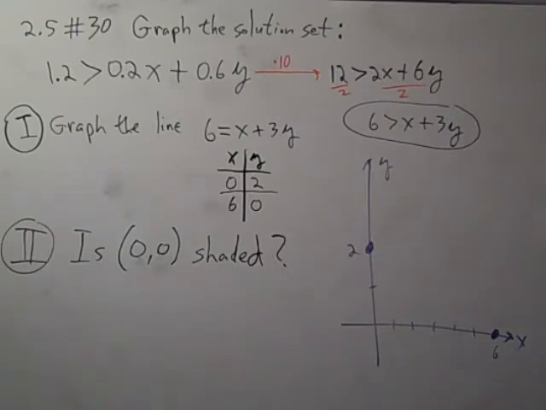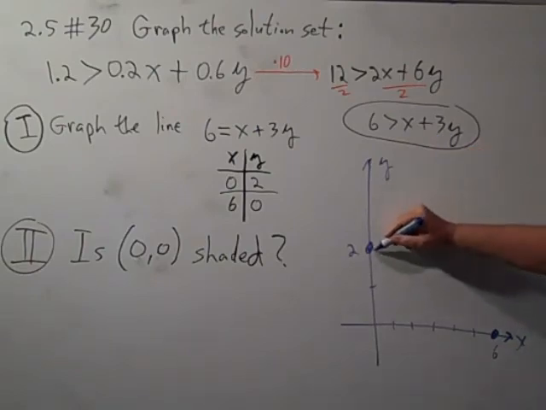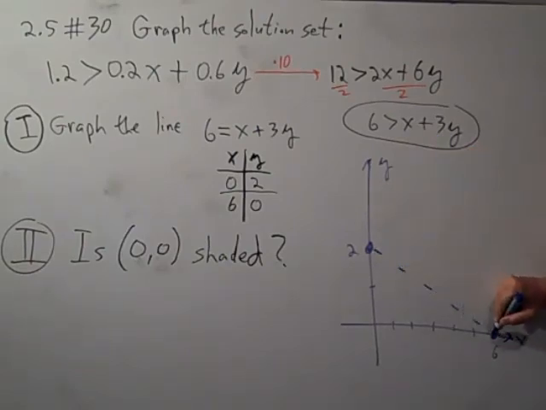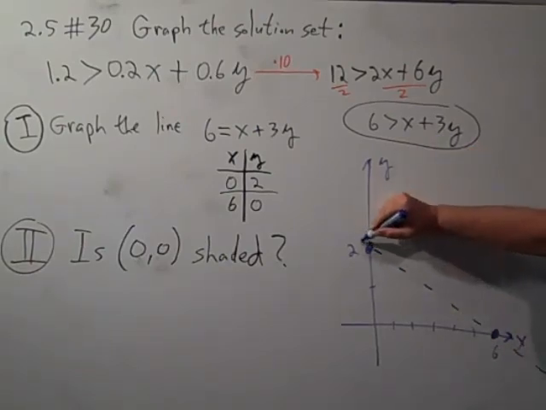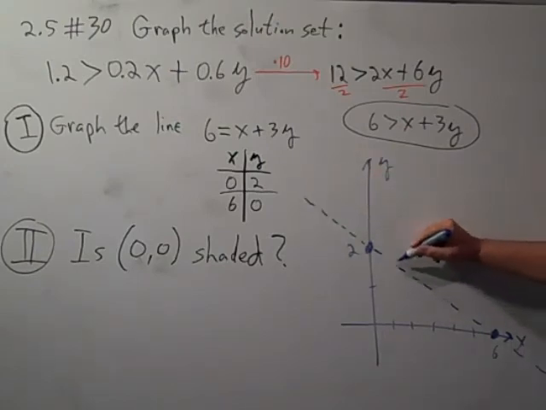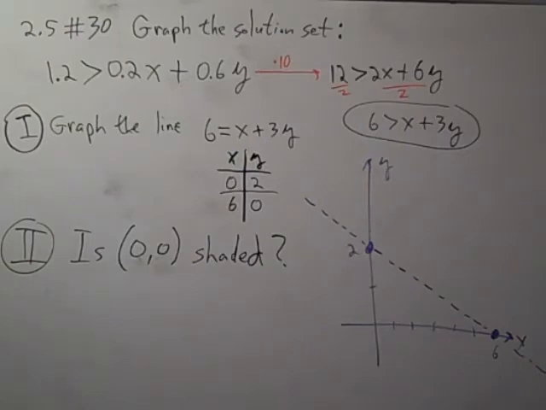It'll be a dashed line because our inequality does not include or equals to. So we have the dashed line through these 2 points. And we have to only decide which side of this line do we have to shade. So we ask the origin. We can ask the origin, are you shaded?